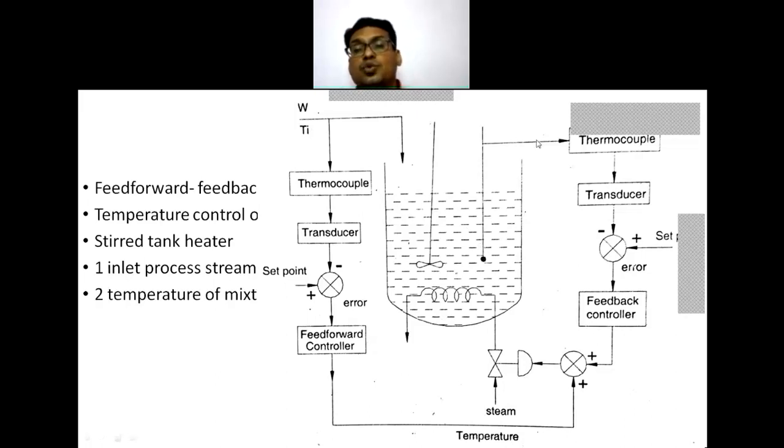So of these two values, only one value is to be controlled with the help of a feedback as well as the feed forward control loop. So two loops are used. One is related to the inlet process stream temperature and the second is the temperature of the mixture which is going out, and that is of more concern.